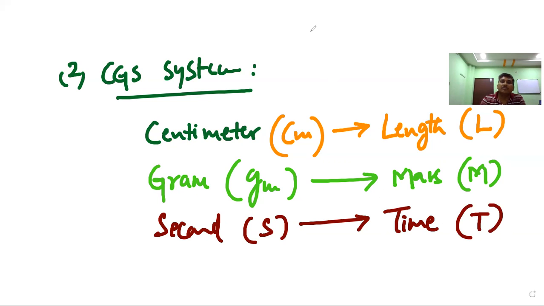So all the above are expressed in the three types. One is length in centimeters, mass in the grams, and time in the second. This is the CGS system.